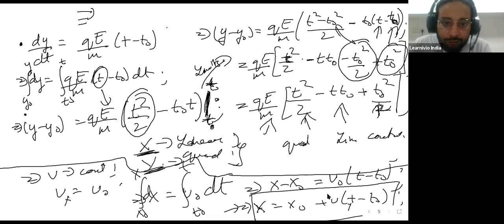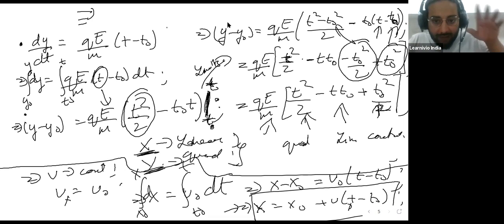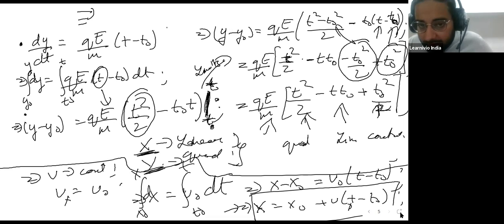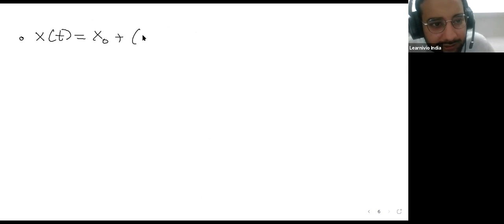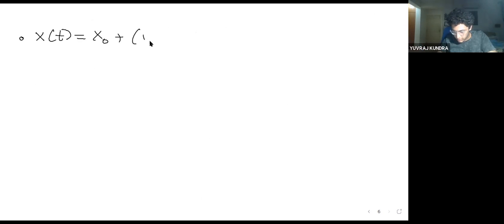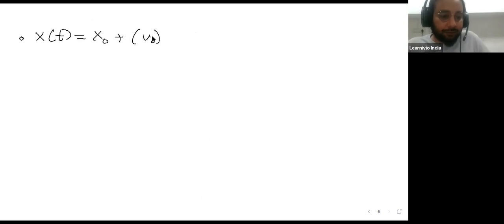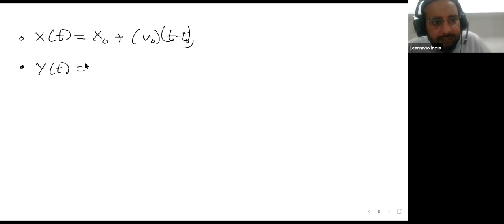Let's write these two equations. Have you written the two equations down? Can you just tell me what the equations are? So here you have x as a function of t. This is x naught plus... x as a function of t is equal to v naught times (t minus t naught). This is what you were getting. And the y as a function of t, what were we getting?